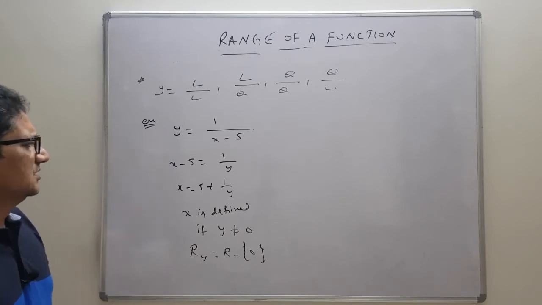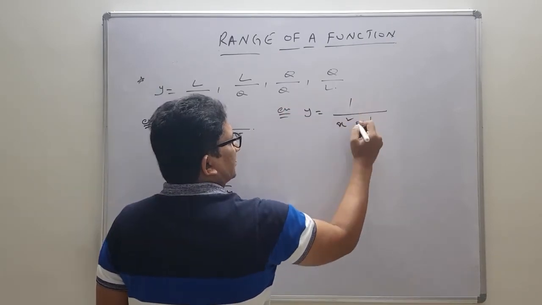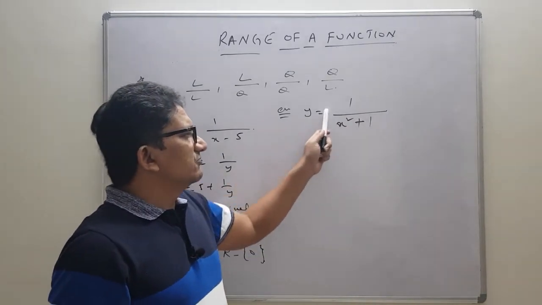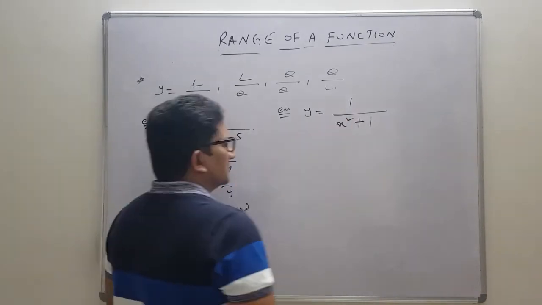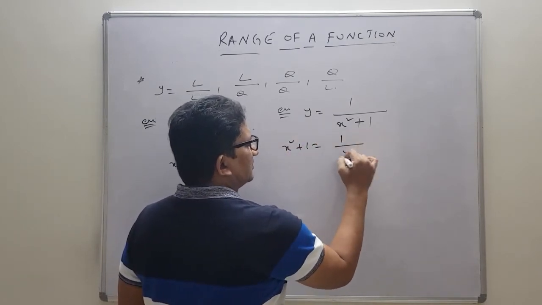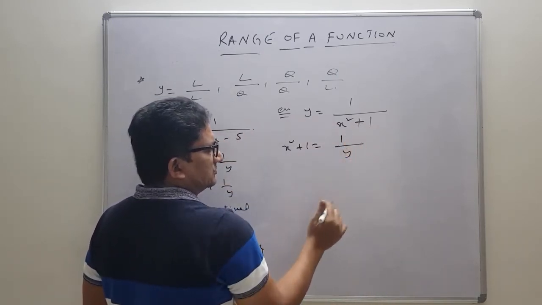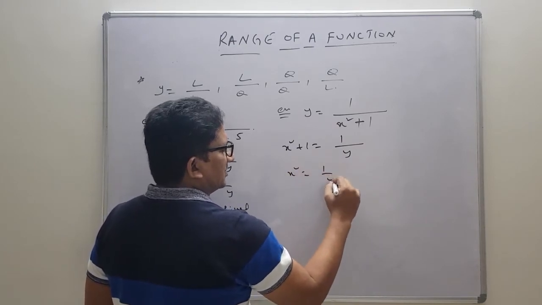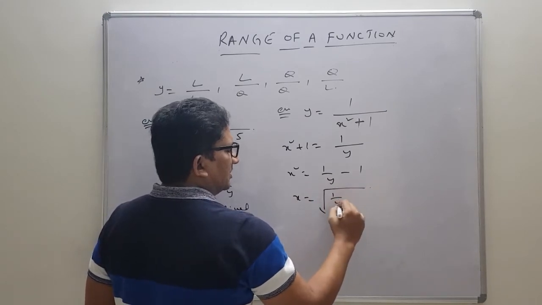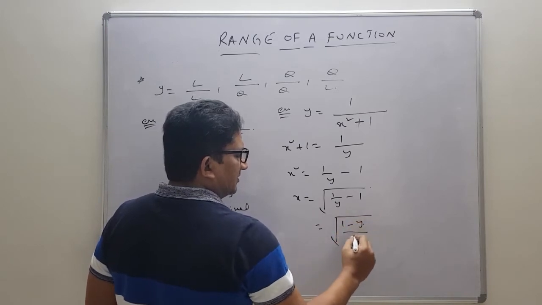So I think this already it is there with you, and we'll try one more example. Find the range of y equals 1 divided by x square plus 1. So we can write this one as x square plus 1 equals 1 by y. So on cross multiplying or sending over here, we will get x square plus 1 equals 1 by y. So x square equals 1 by y minus 1. That is x equals under root of 1 by y minus 1, which is nothing but square root of 1 minus y divided by y.